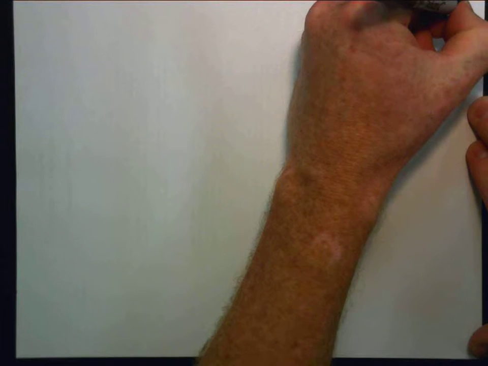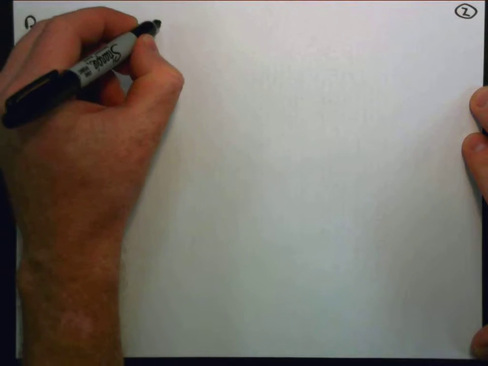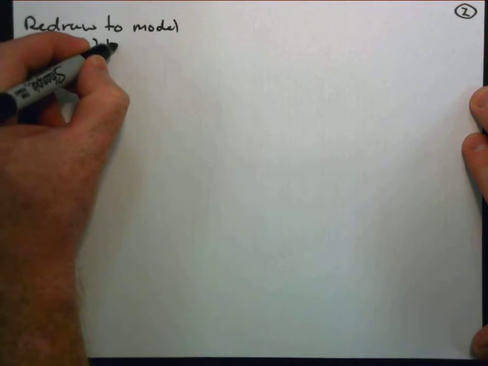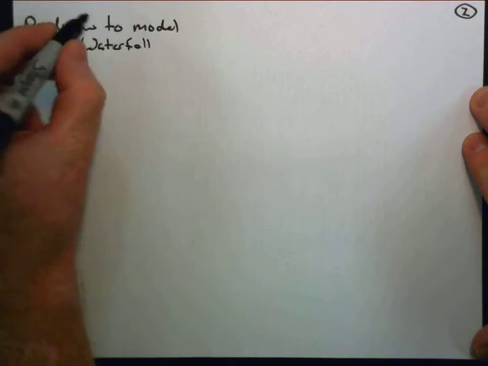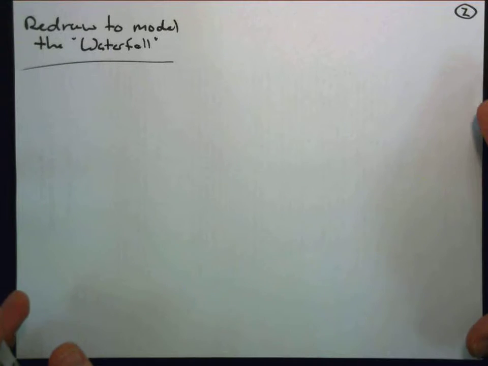I'll keep this one handy because I want to come back to that diagram over and over. One of the first things I want to do is, this is a personal thing for me, I want to redraw that circuit. And I want to redraw it to model the waterfall, or to match the waterfall. Okay, so that's what I'm going to do right here.